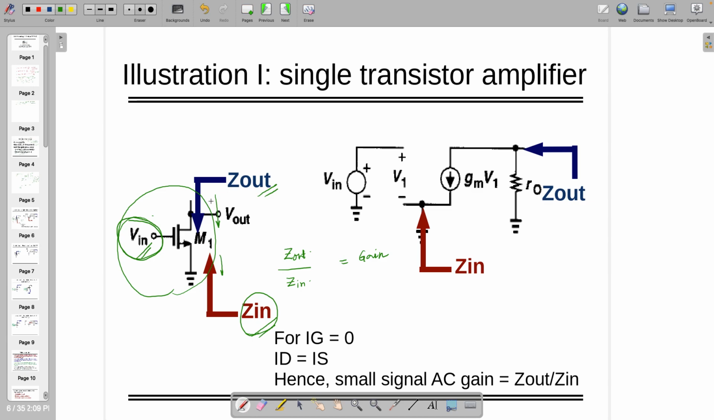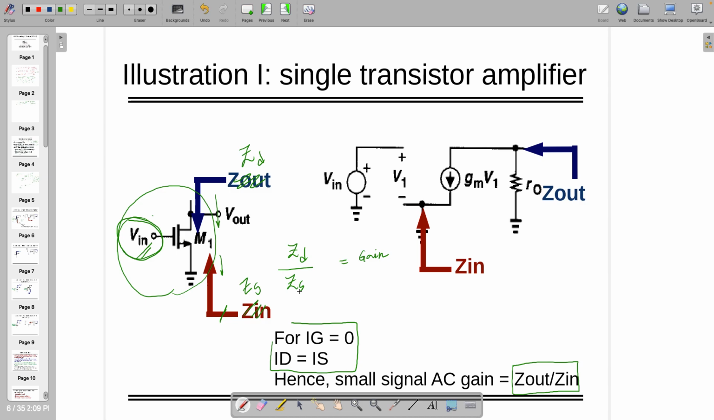But anyway, what we are seeing over here is ID equal to IS, IG equal to 0, and the small signal AC gain is nothing but Z out by Z in, where I am seeing Z in from here. If you don't like this terminology, you can call this gain ZD by Z source also. Both are the same. Looking into the system at the source terminal or at the drain terminal.